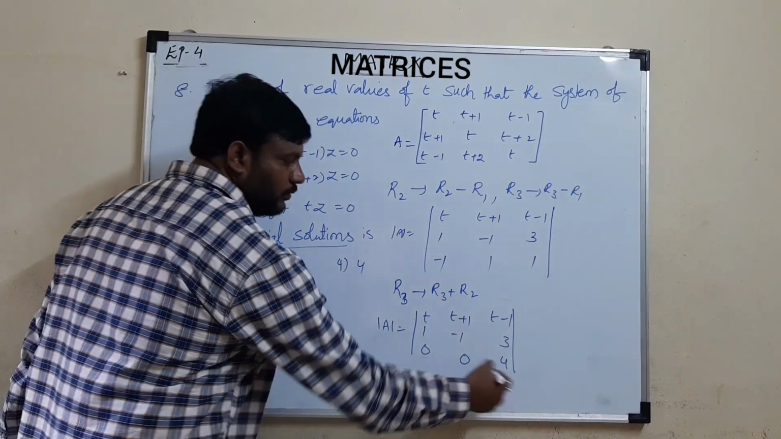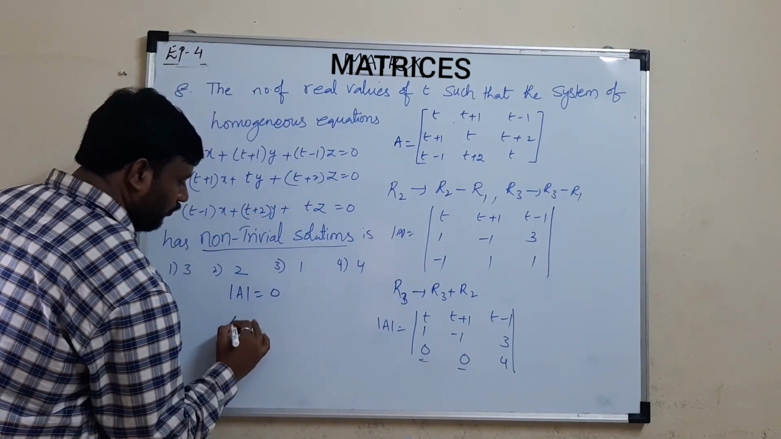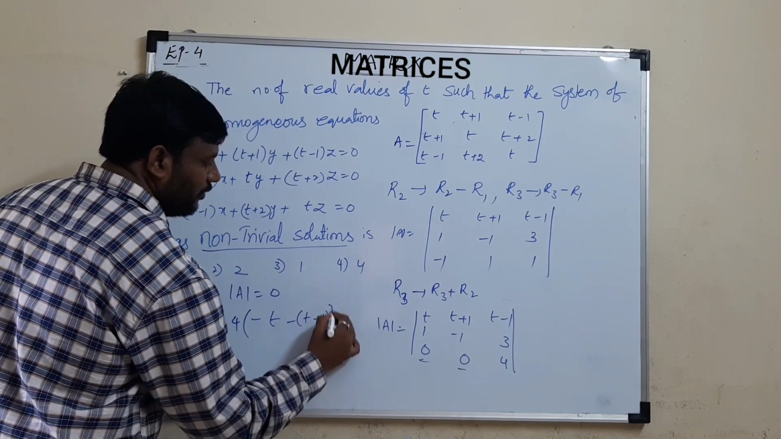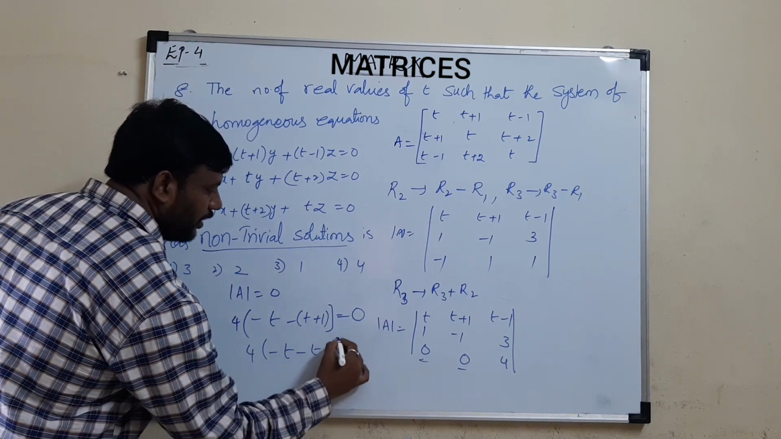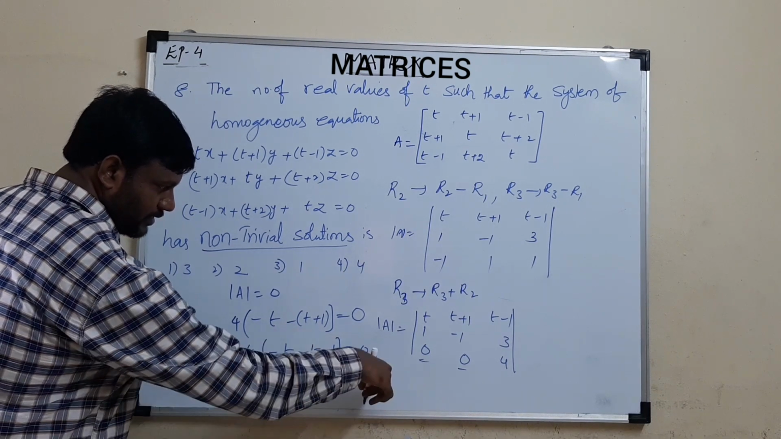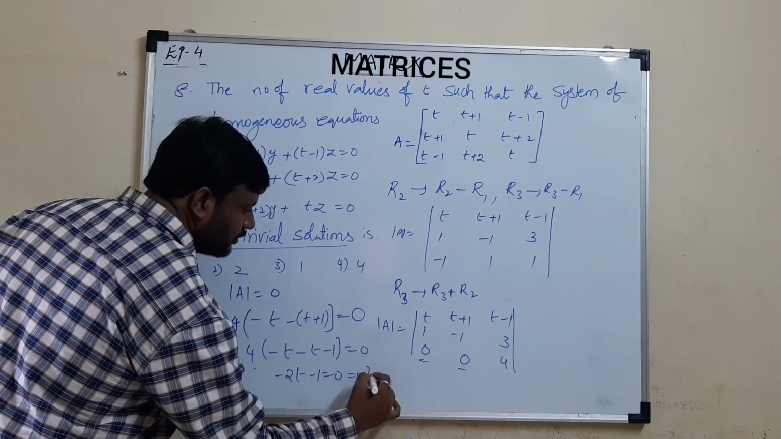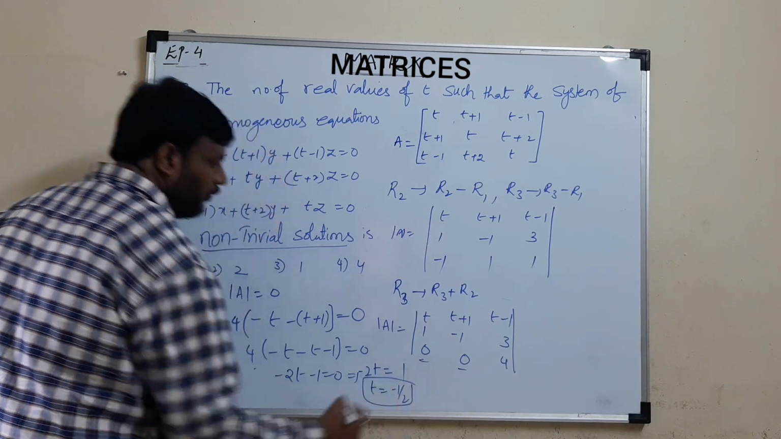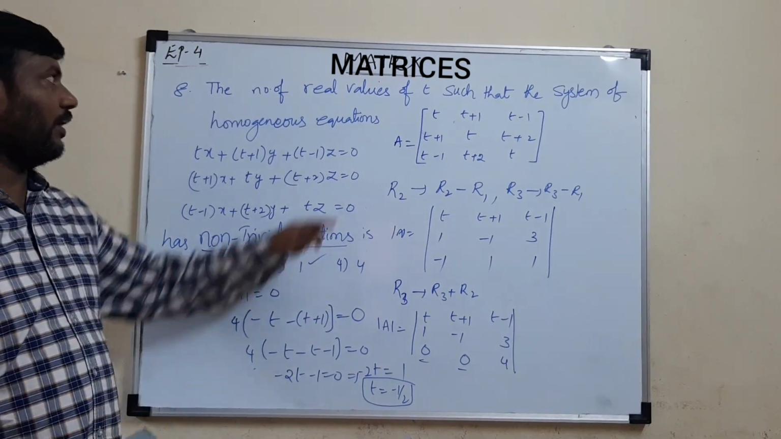I go for using the third row with corresponding cofactors because we have 2 zeros. So directly I take 4 into minus T, minus of 1 into T plus 1, which will be T plus 1, should be equal to 0. That is 4 into minus T minus T minus 1 equal to 0. So minus 2T minus 1 equal to 0. It implies minus 2T is equal to 1. T is equal to minus 1. You got only one value of T. So the answer here is only one value for T.